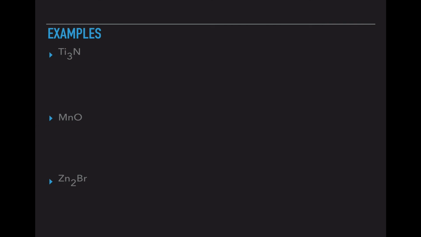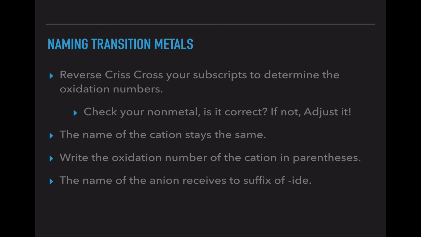Remember, our steps. Reverse criss-cross your subscripts to determine the oxidation numbers. Check your nonmetal. Is it correct? If not, adjust it. You will be multiplying by a number to adjust it back to what it should be. The name of the cation stays the same. Write the oxidation number that you just determined through step 1 in parentheses. The name of the anion receives the suffix of IDE, and then you're done.